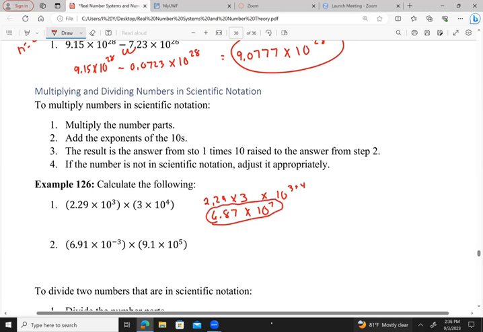Okay, here I have 6.91 times 9.1 times 10 to the negative 3 plus 5. So 6.91 times 9.1, that gives me 62.881. And negative 3 plus 5 gives me 10 to the second.